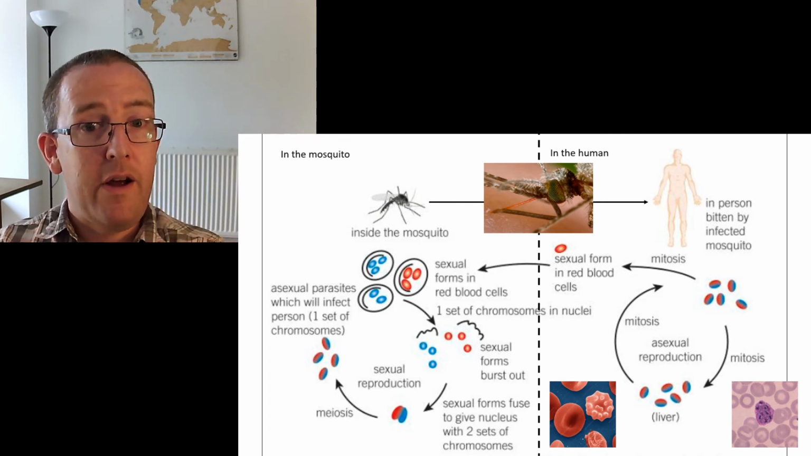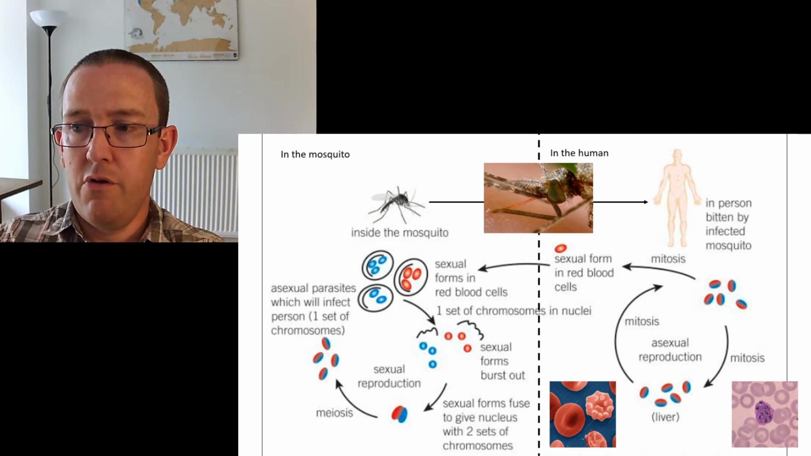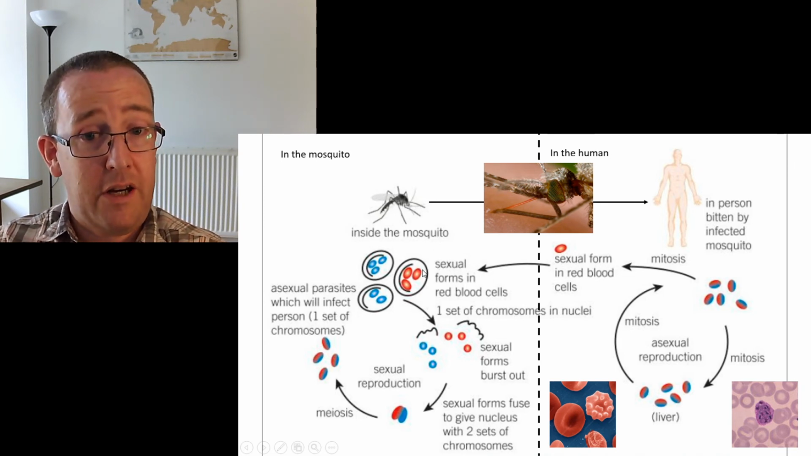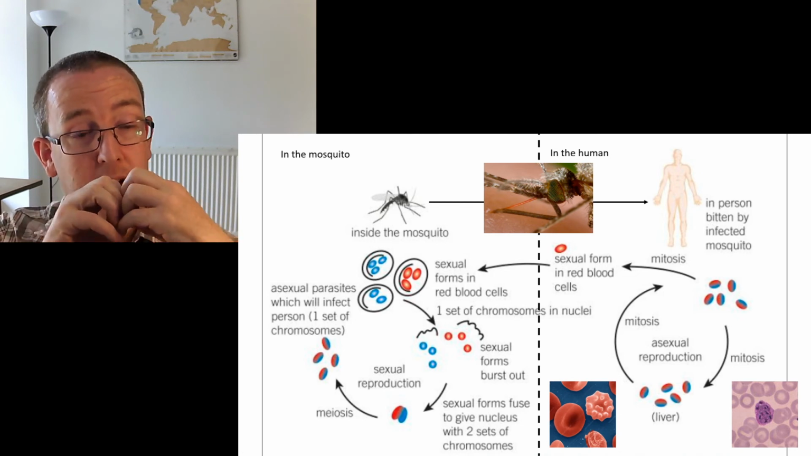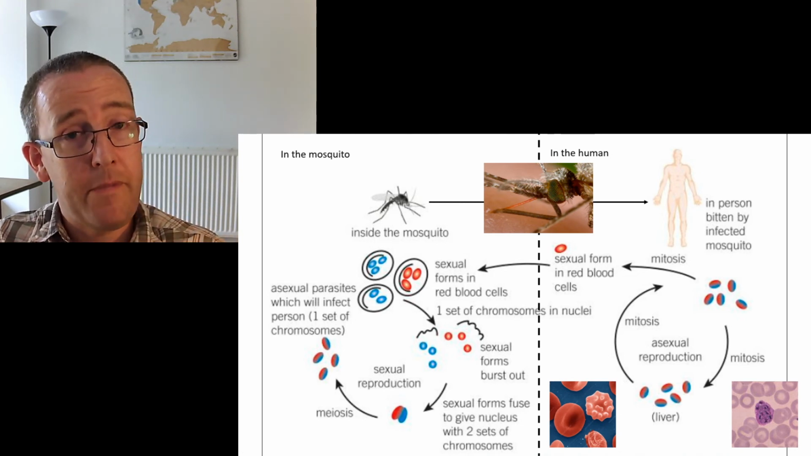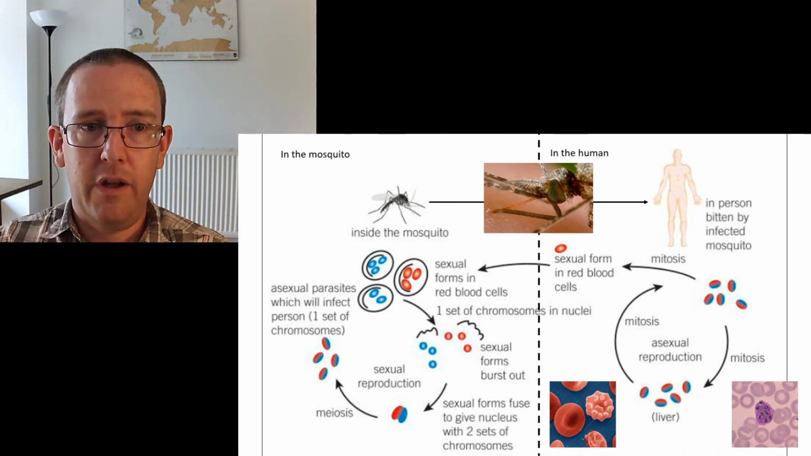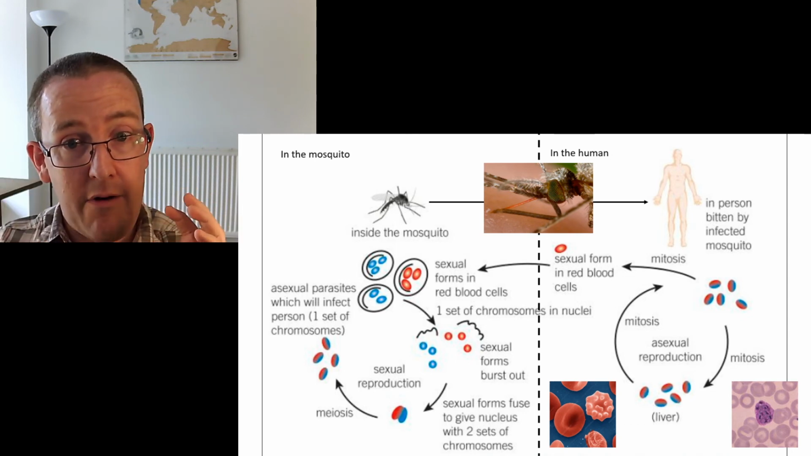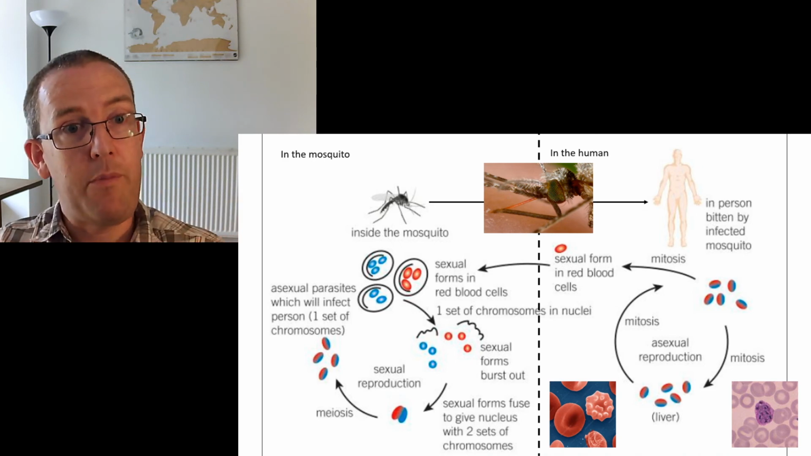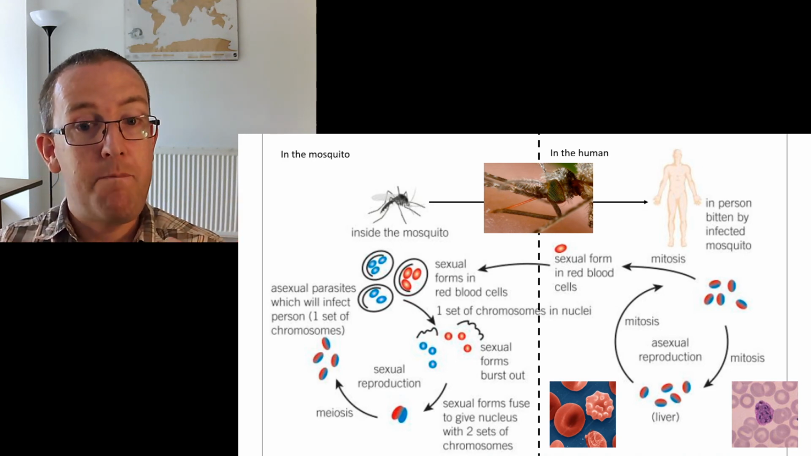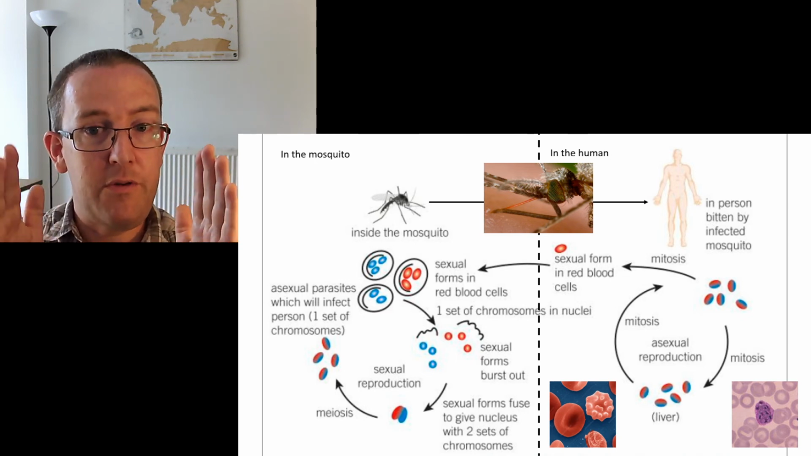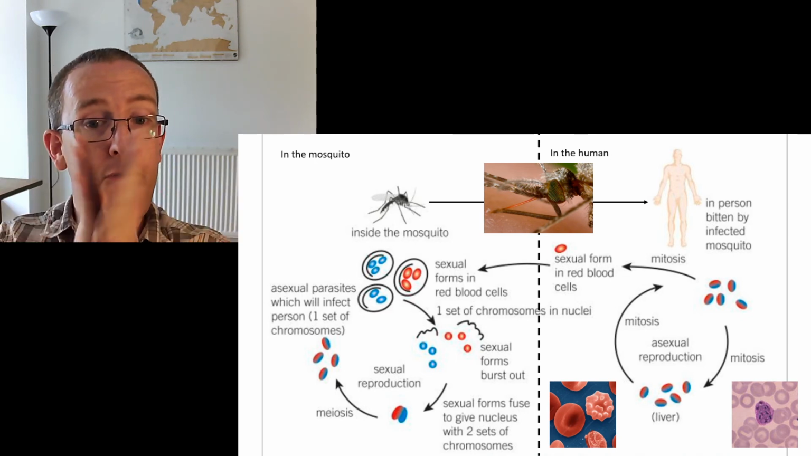So this is all now inside the mosquito. The mosquito digests the red blood cells, and out they come. The conditions are very different in a mosquito. The temperature is different, the pH is different. This signals the malaria to go into its sexual reproduction stage, where they burst out, and two of these sexual forms that come from a human just fuse together.